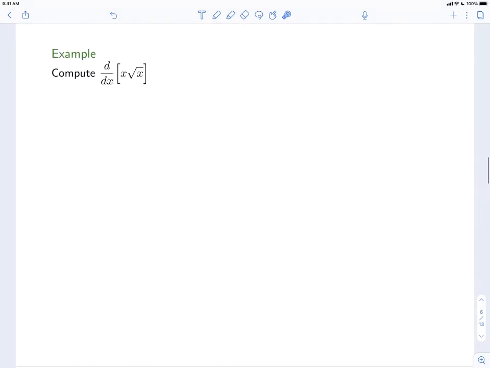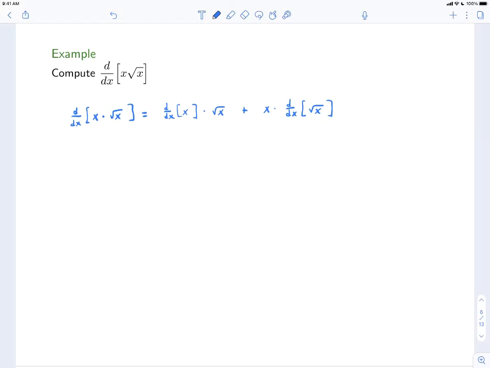Let's do another example. The derivative with respect to x of x times the square root of x. So let's just rewrite this. The derivative with respect to x of x times the square root of x. So we have a product of two functions, so we're going to use the product rule. So again, it's the derivative of the first function times the second function plus the first function times the derivative of the second function.